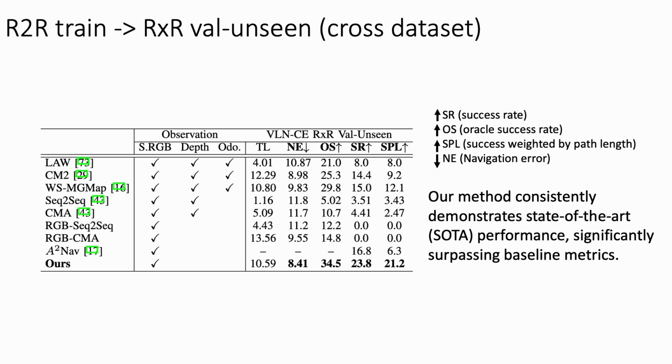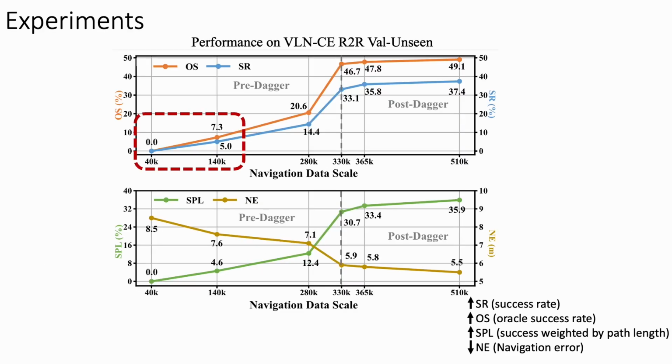In the RxR test set, our method achieved the best performance in unseen environments with more complex instruction data. This also demonstrates that NaVid has strong generalization capabilities. We also study the impact of data on NaVid's performance. We find that NaVid does not perform well with a small amount of data, but its performance significantly improves as the amount of data increases, approaching SOTA levels.